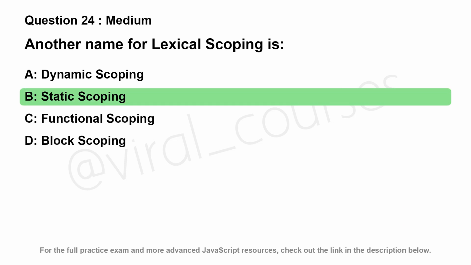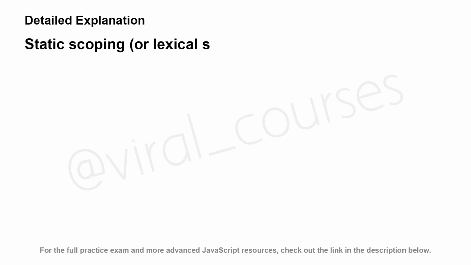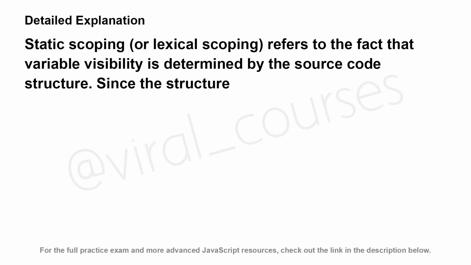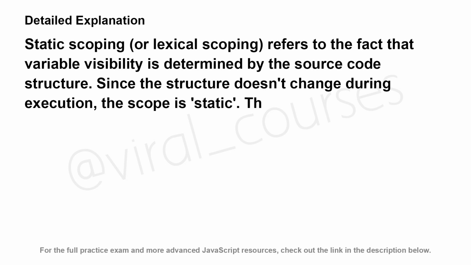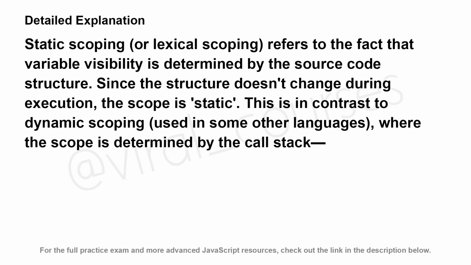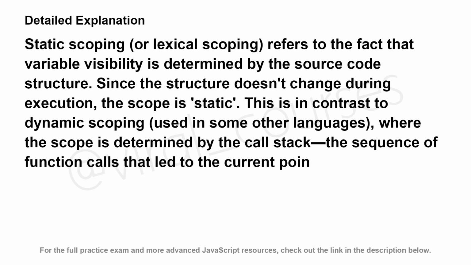The correct answer is B. Static scoping, or lexical scoping, refers to the fact that variable visibility is determined by the source code structure. Since the structure doesn't change during execution, the scope is static. This is in contrast to dynamic scoping, used in some other languages, where the scope is determined by the call stack, the sequence of function calls that led to the current point of execution.